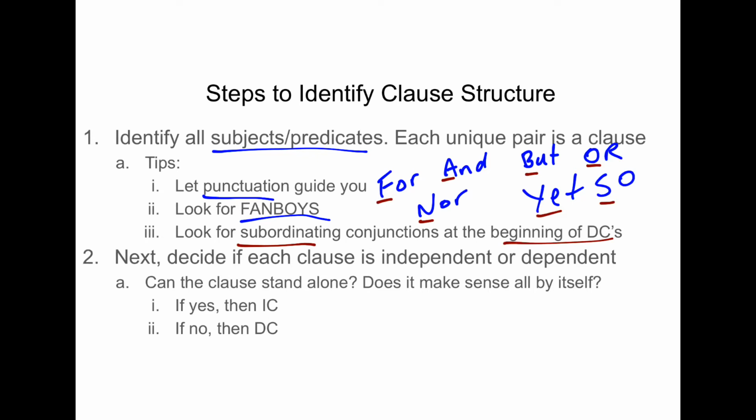So once you have identified all of your subjects and your predicates, next, we're going to decide if each clause is independent or dependent. Some questions to ask yourself are, can the clause stand alone? Does it make sense all by itself? If the answer is yes to both of these questions, then it's an independent clause, or IC. If the answer is no, then it's a dependent clause, or DC.